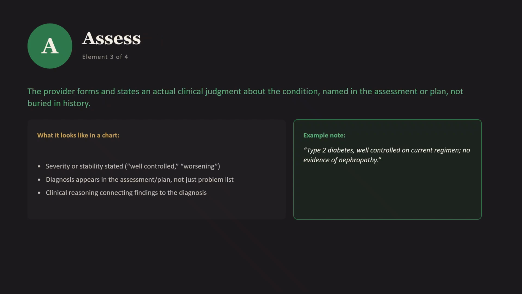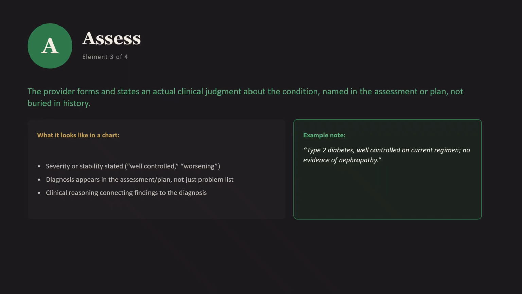Next one, A for assess. So this is the one that coders miss the most often because it requires the provider to actually form and state a clinical judgment, not just mention the condition. The diagnosis needs to appear in the assessment or plan section, not buried in a history field or a problem list. So what it looks like: severity or stability language, like well-controlled, worsening, stable. The diagnosis named directly in the assessment and plan, or clinical reasoning that connects findings to the diagnosis.